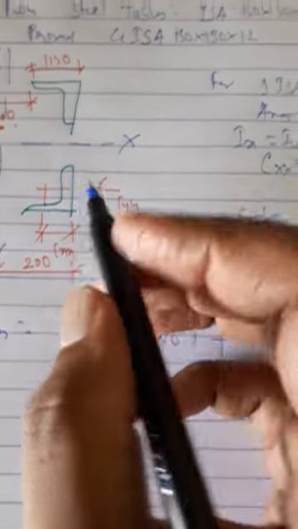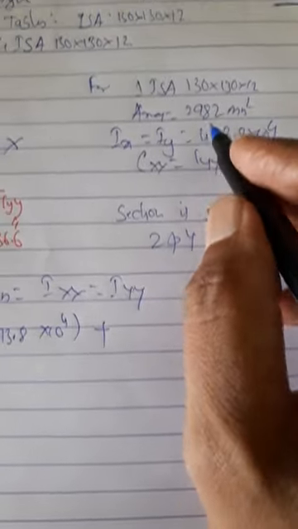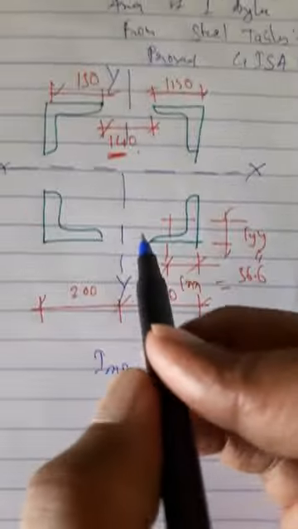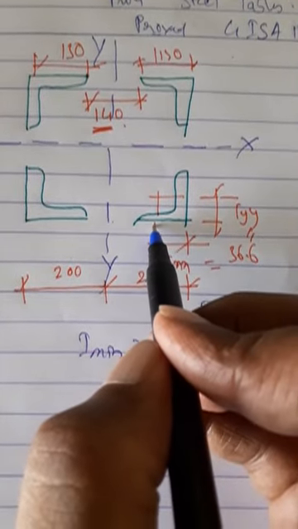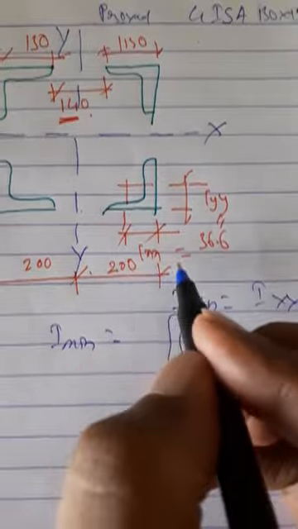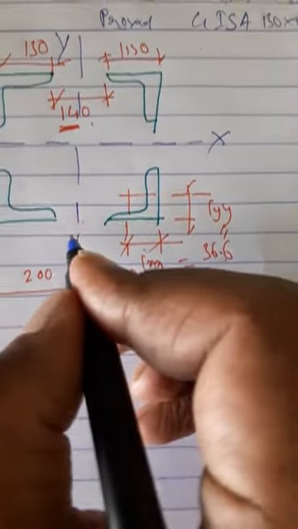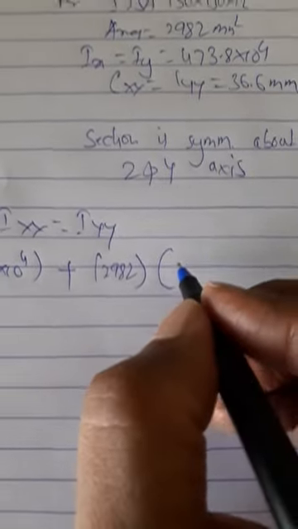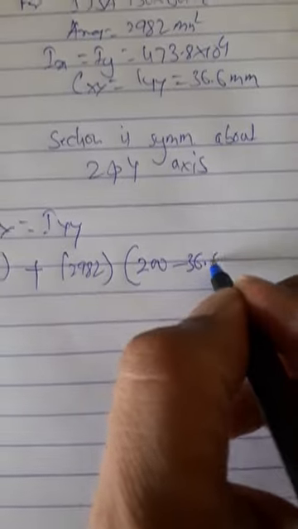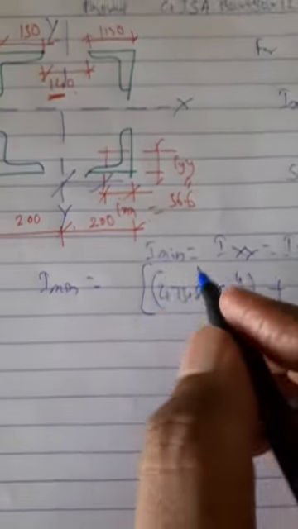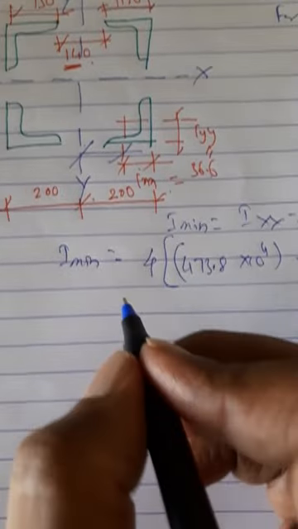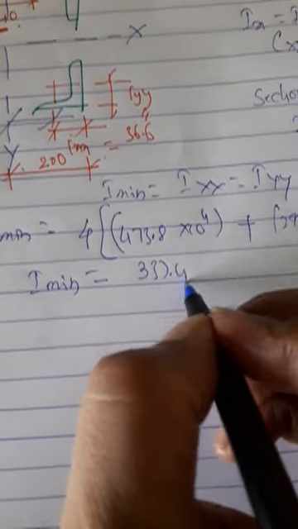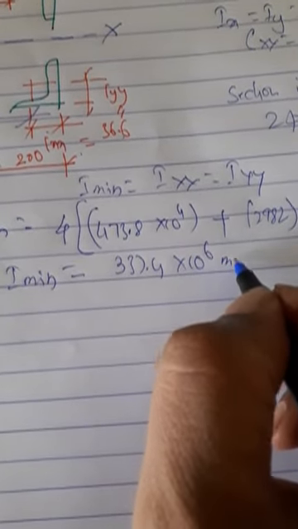Area of one angle is 2982. Distance square. Distance from this till here. From here to here, this is 200. This is 36.6. So this distance will be 200 minus 36.6, bracket square. Now there are 4 such angles, so multiply by 4. So you get I minimum is equal to 337.4 into 10 raised to 6 mm raised to 4.